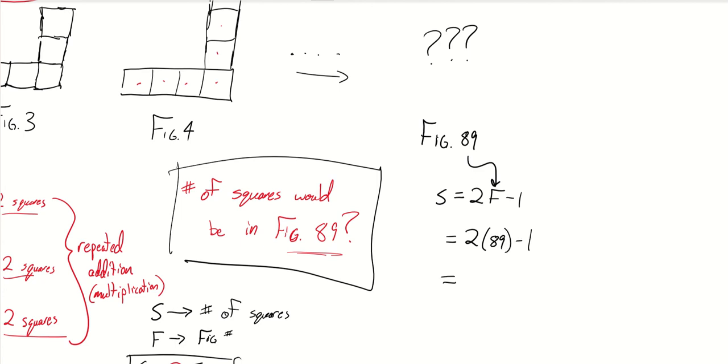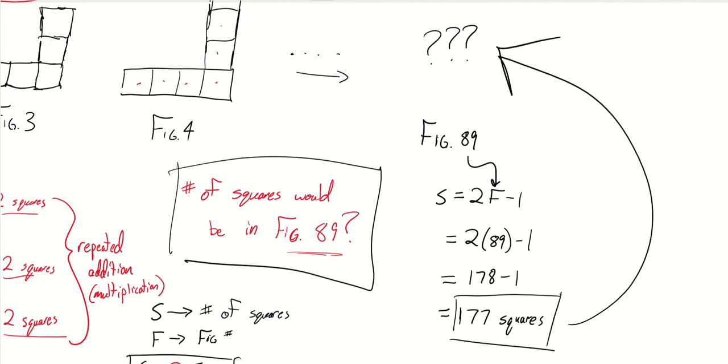What is 2 times 89? Well, 2 times 80 is 160, and 2 times 9 is 18. So 18 plus 160, that should be 178, minus 1. And here we get 177 as our final answer. How many squares would be in figure number 89? 177. And that would take a while to draw. So it's very, very useful to have an equation here. And hopefully that is a helpful illustrative example.